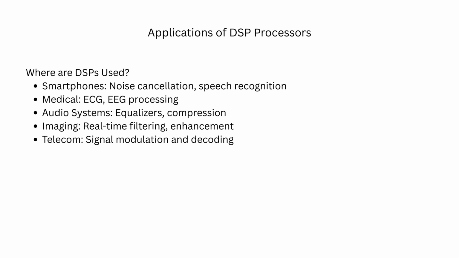Let us now discuss some of the key application areas of DSP processors. Audio processing: noise cancellation, equalization, and audio compression, for example, MP3 encoding. Image processing: enhancing image quality, object detection, facial recognition. Telecommunications: modulation, demodulation, error correction. Biomedical engineering: ECG, EEG signal filtering and interpretation. Consumer electronics: mobile phones, smart speakers, hearing aids. Automotive systems: advanced driver assistance systems, ADAS, sensor fusion.